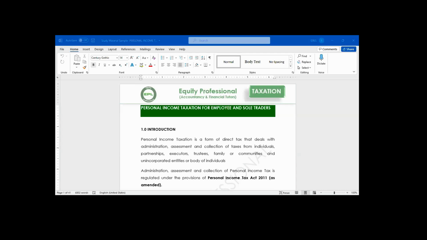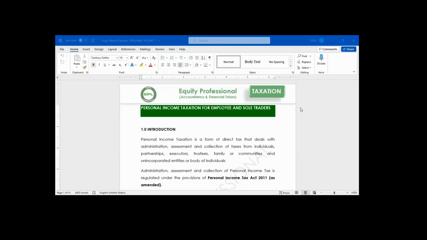Today, we shall be looking at personal income tax computation for employees and sole trader. How do we compute personal income tax for employees and for sole trader? So that is what we shall be looking at this morning. Last week, we looked at adjusted profit and we solved questions on adjusted profit. So how do we compute personal income tax for employees, for sole trader?